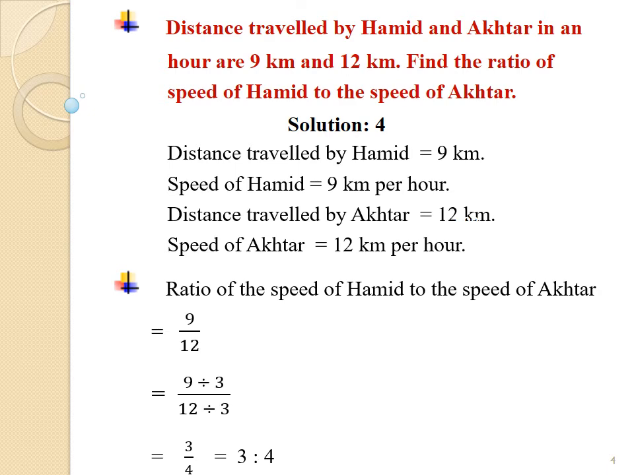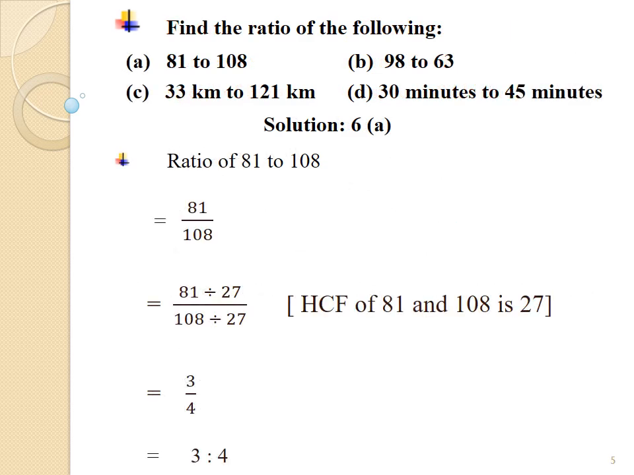Students, we will solve sum number 5 afterward. Now, sum number 6. Find the ratio of the following. Students, in this question, there are 4 sub-questions and we have to find out the ratio for each and every sub-question. So, let us find out the ratios. Sum A, ratio of 81 to 108.